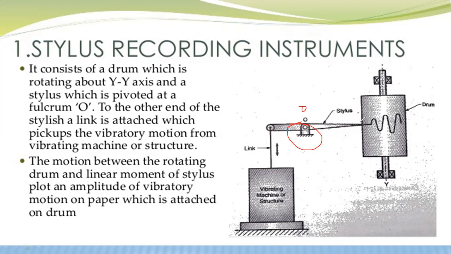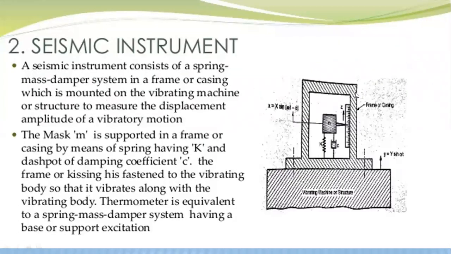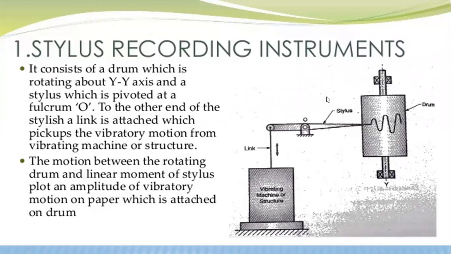Whenever the drum rotates, the stylus automatically gets the sliding motion of the drum. So we can know how much vibration is developed on the drum. A graph is developed on the paper of the drum. That's why we calculate the vibration on that drum by using these stylus recording instruments.